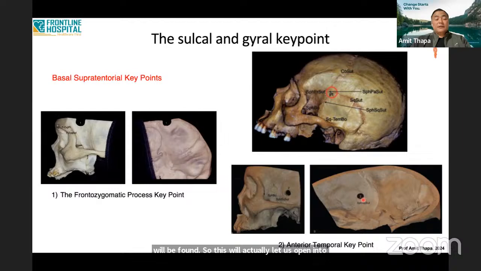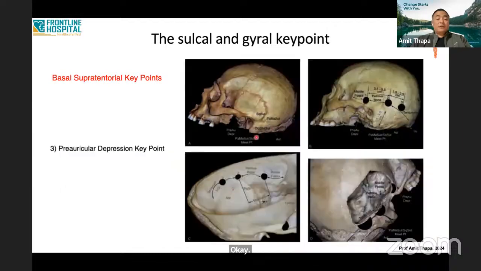Then there's the preauricular depression key point, which is the depression palpable just in front of the tragus, over the anterior portion of the petrous bone. So a burr hole made at this point can actually lead you to the anterior portion of the petrous apex, the petrous bone.